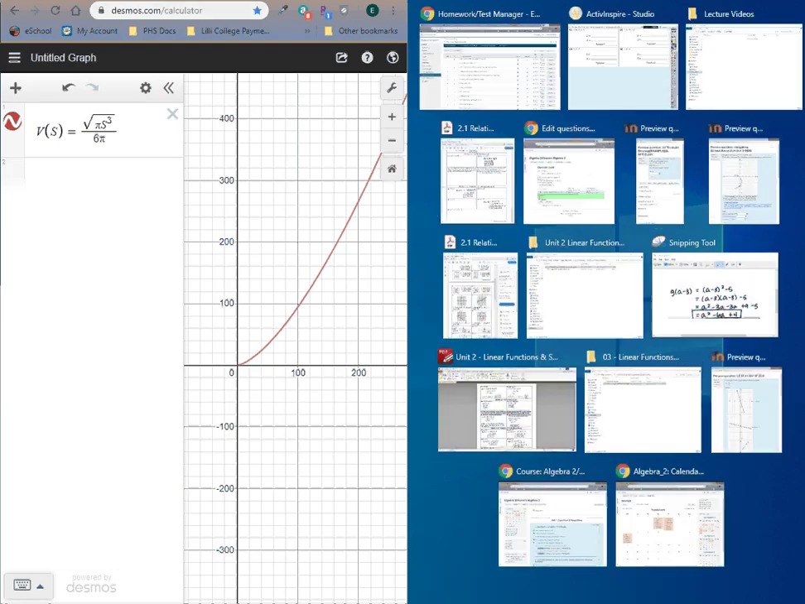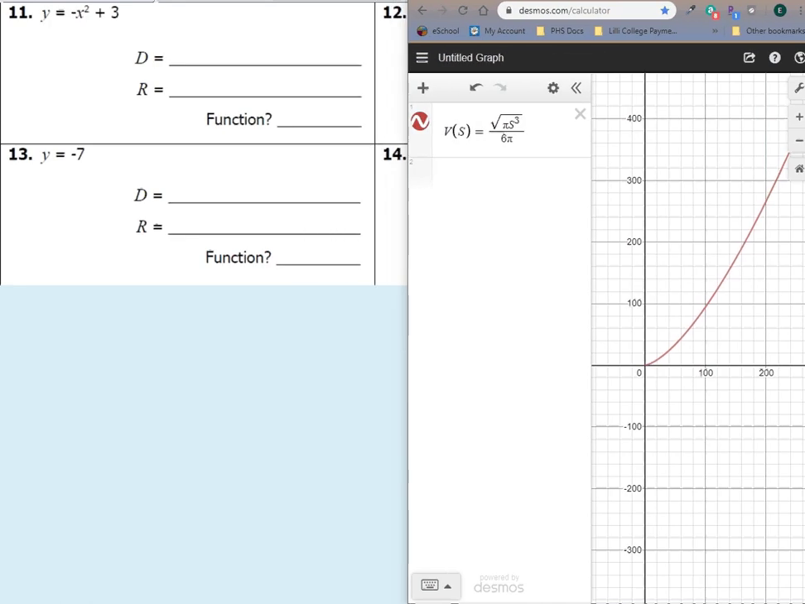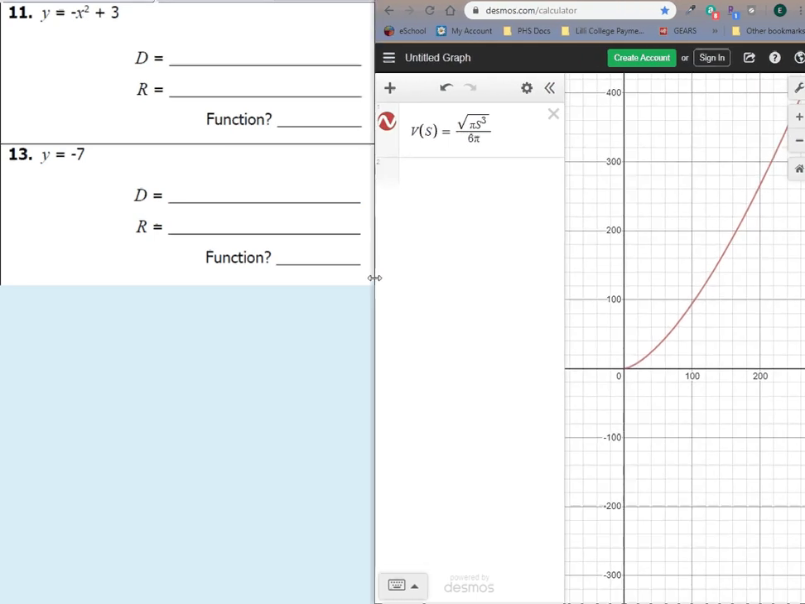So the Desmos graphing calculator, let me introduce you to that, and it's embedded in the assignment. It's literally like each question that needs the Desmos calculator, it's got one sitting right next to it.